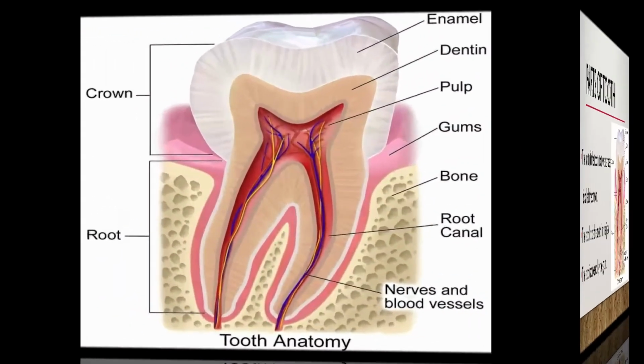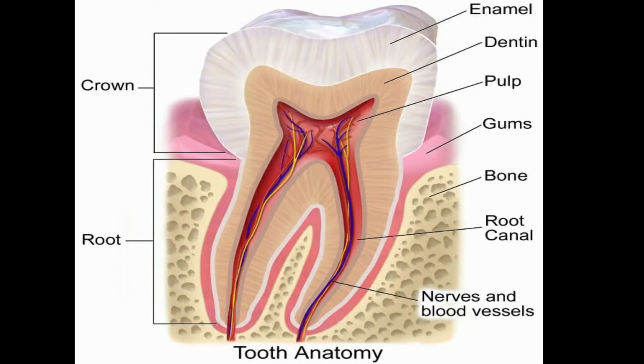The number of roots for each type of tooth varies from each other. And children, again these crown and root are divided into parts. They are enamel, dentine, pulp and gum. These are the main parts of the tooth.